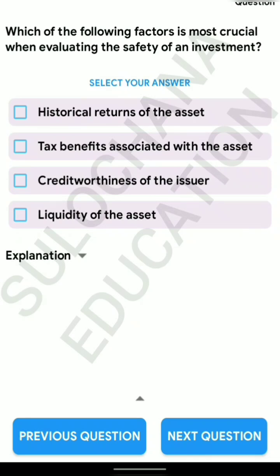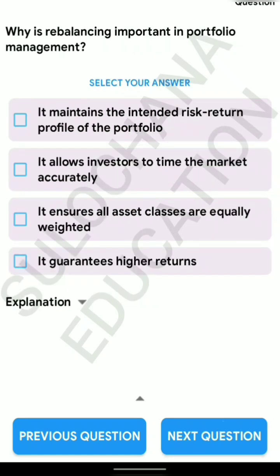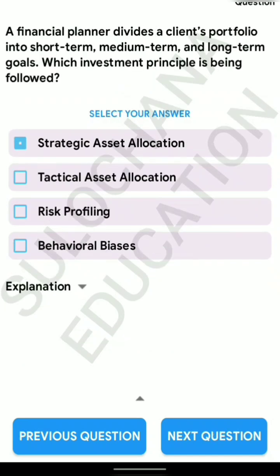Which of the following factors is most crucial when evaluating the safety of an investment? Options are, correct answer is C. Creditworthiness of the issuer. Why is rebalancing important in portfolio management? Options are, and the correct answer is A. It maintains the intended risk-return profile of the portfolio.